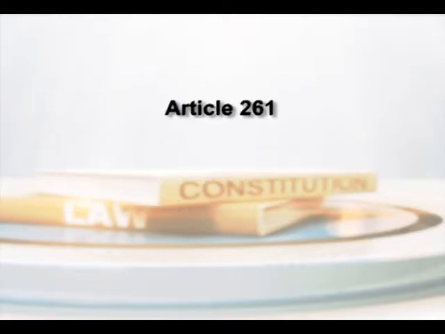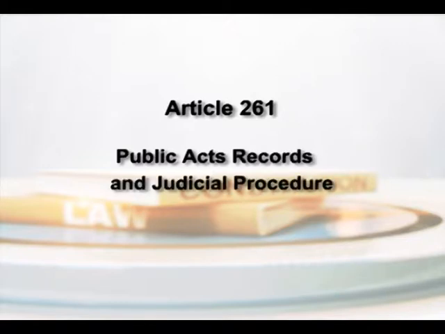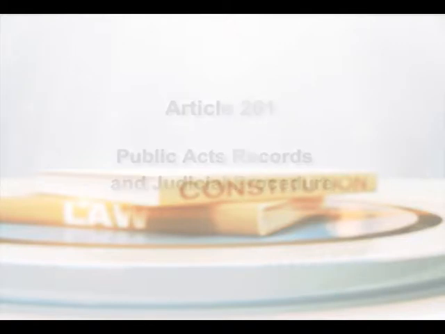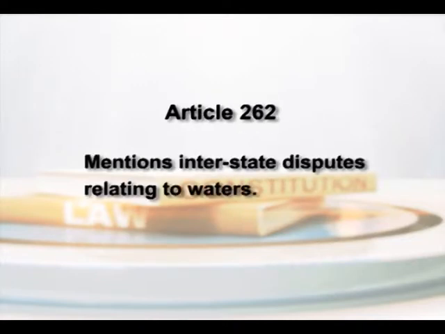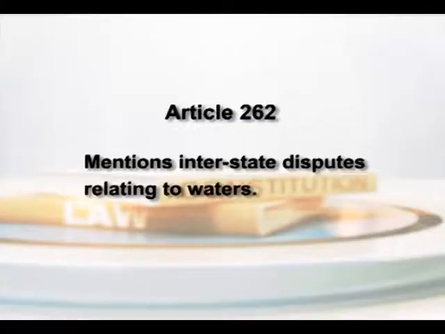Article 261, Public Acts, Records and Judicial Procedure. Article 262 tells about interstate disputes relating to waters. We know that we have lots of rivers, and we know that interstate river disputes are not a very unusual phenomenon. Article 262 provides for adjudication of disputes relating to waters of interstate rivers or river valleys.